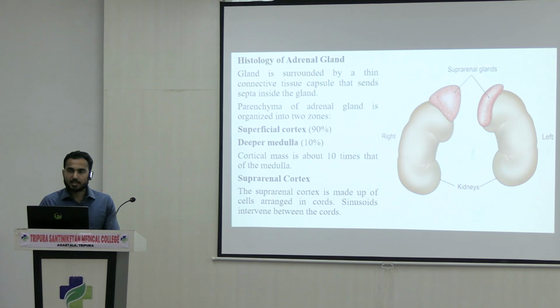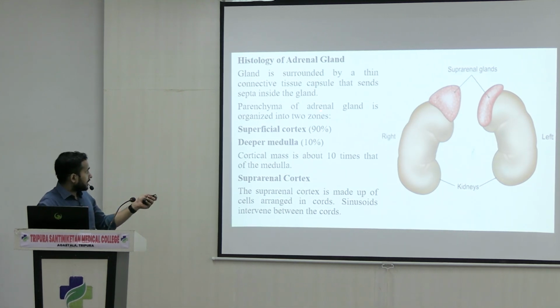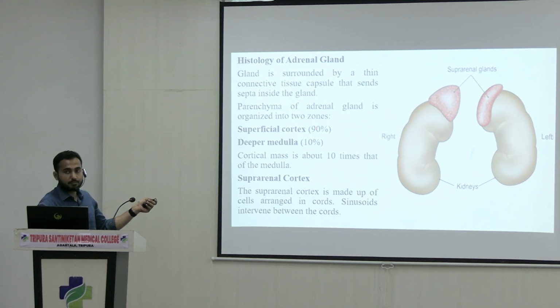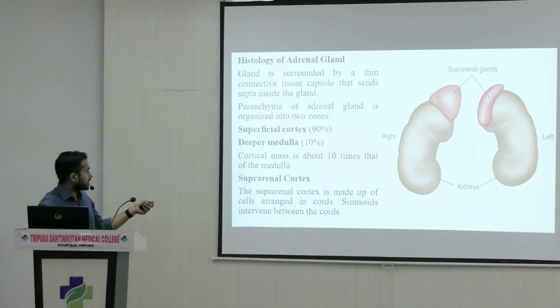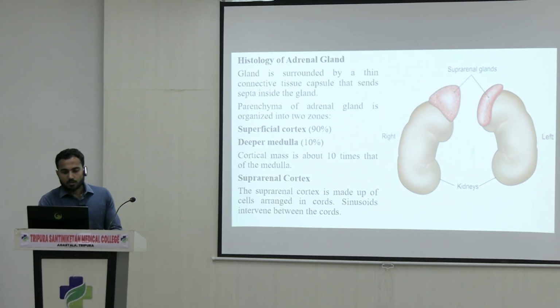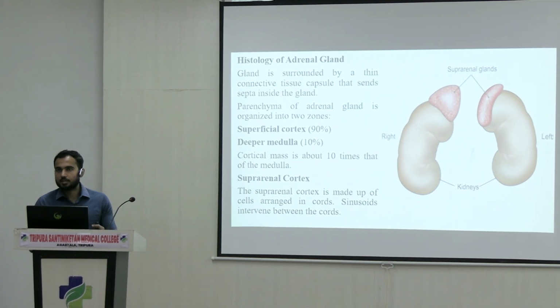In the parenchyma of the suprarenal gland, it is divisible into two parts. The outer, larger part is called cortex. The inner, smaller part is called medulla. The parenchyma of the adrenal gland is divisible into two zones. The superficial is the cortex, 90%, and the deep part is the medulla, only 10%. Now, what is present in the cortex and what is present in the medulla? This adrenal gland is completely an endocrine gland. Different types of hormones are secreted from this adrenal gland.